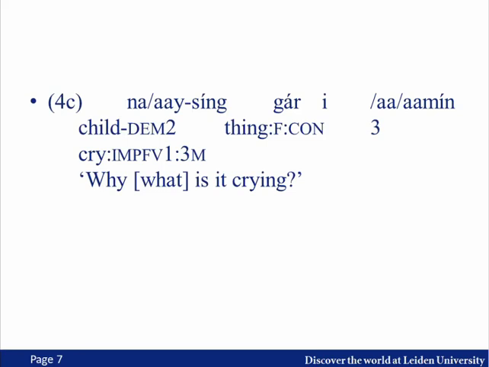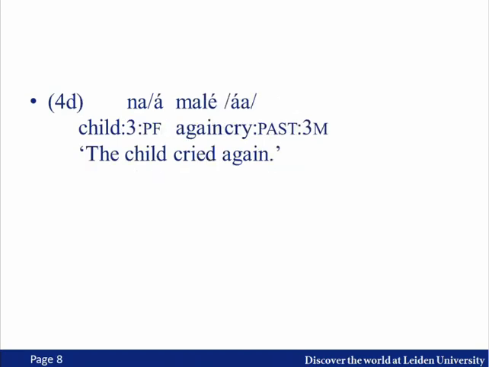In this example: why is the child crying? The verb is amin, and the base of this verb is a. So the first imperfective in this case has an ending amim, yet another way to form the first imperfective. This is an example of this same verb without any imperfective marking.